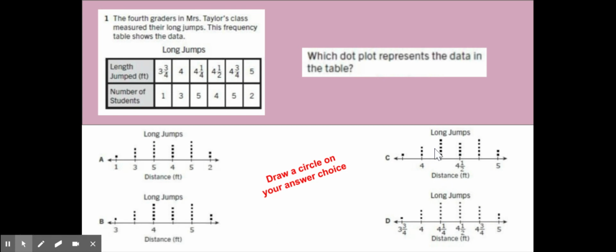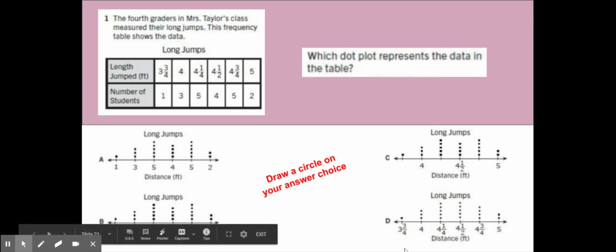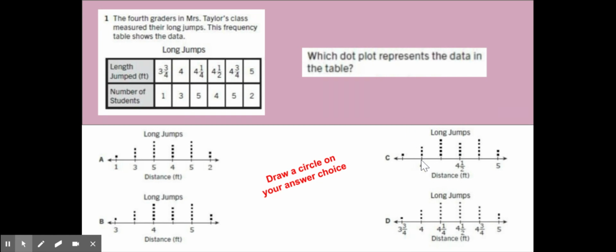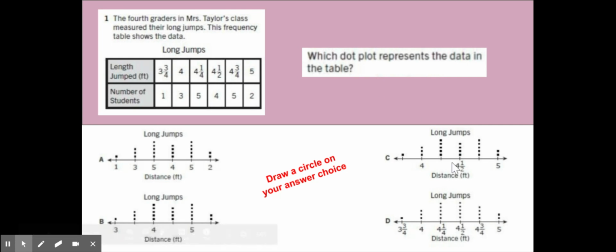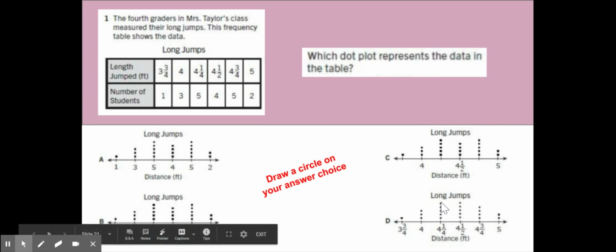Now let's look at the data on there. The first part right here, you've got one student that jumped 3 3/4. So both of these are correct. We have 3 students that jumped 4 feet. So 1, 2, 3, 1, 2, 3. So far, so good. We have 5 students that jumped 4 1/4. So 1, 2, 3, 4, 5. So far, that checks off. 1, 2, 3, 4, 5. So far, that also checks off.